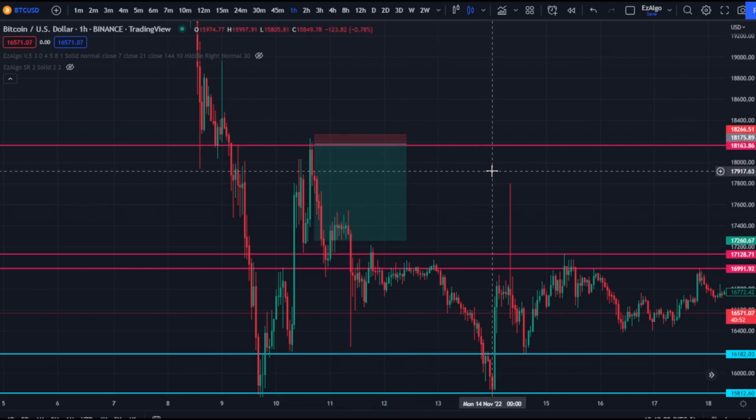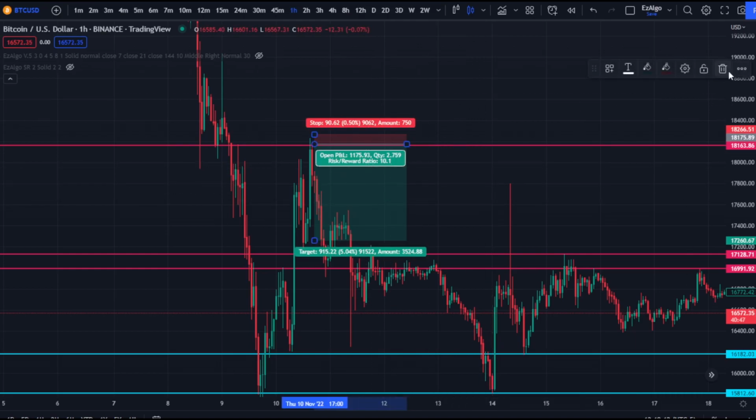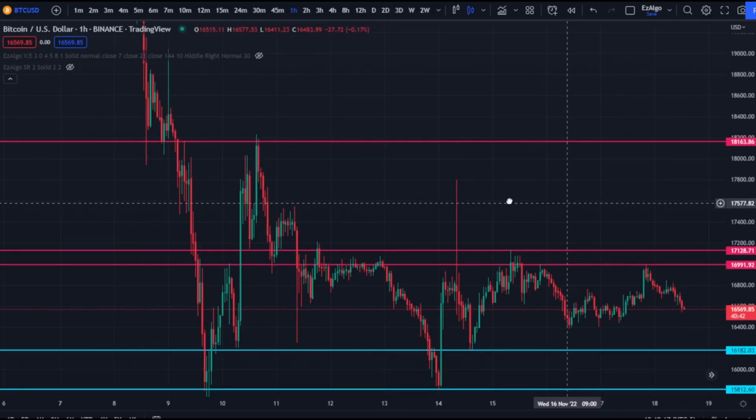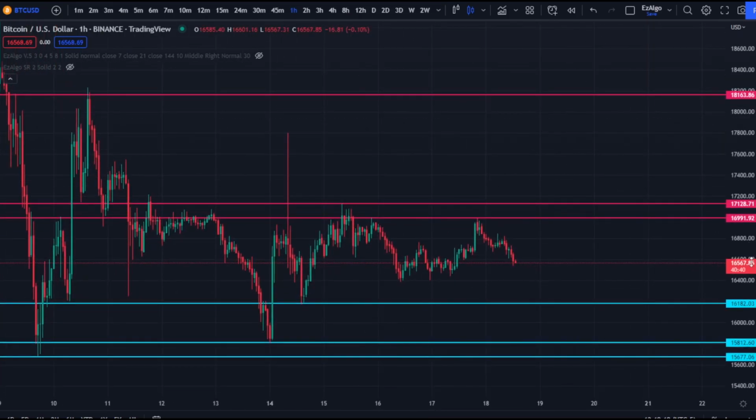So theoretically, you could lose 9 trades in a row and make it up on the 10th trade. Now, obviously, the win rate is exceptionally high on catching swing failure patterns. I get around a 70 to 80% win rate when I'm catching swing failure patterns.